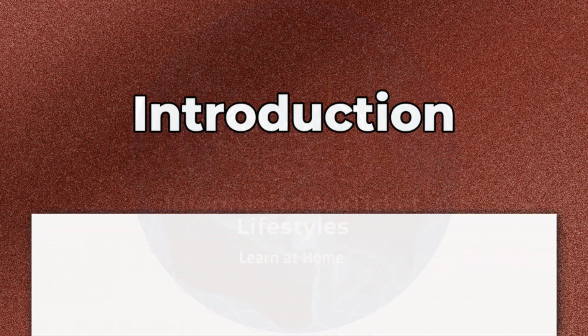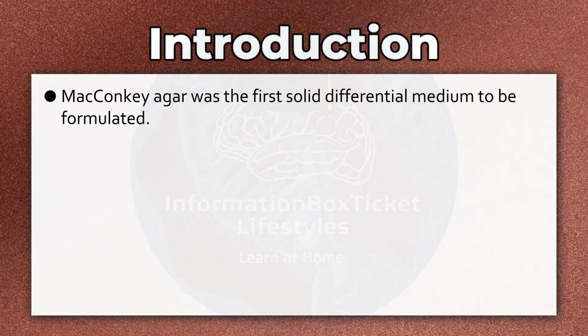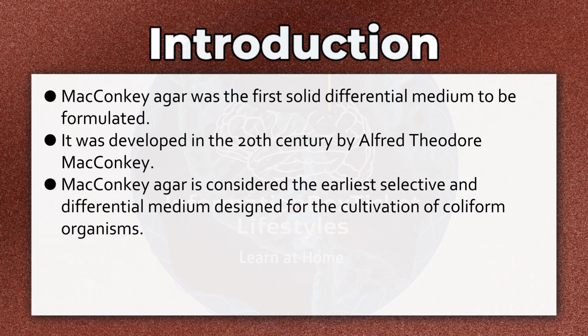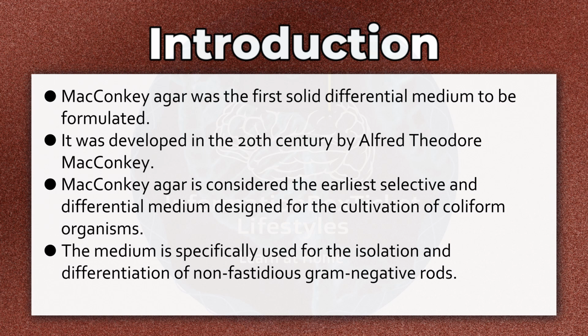Introduction to MacConkey Agar. MacConkey Agar was the first solid differential medium to be formulated. It was developed in the 20th century by Alfred Theodore MacConkey. MacConkey Agar is considered the earliest selective and differential medium designed for the cultivation of coliform organisms. The medium is specifically used for the isolation and differentiation of non-fastidious gram-negative rods.